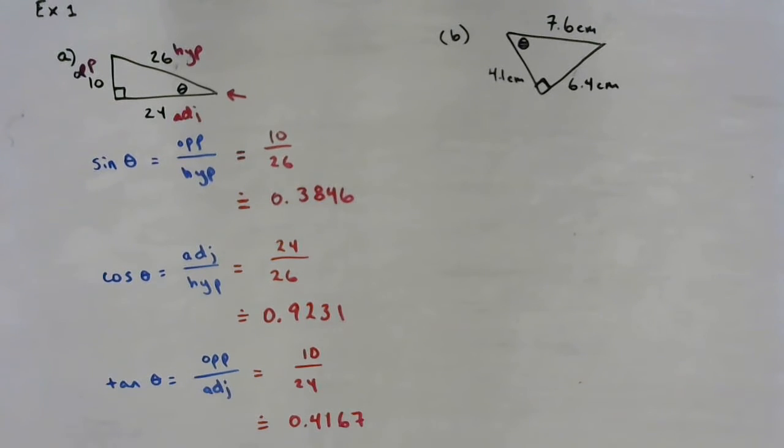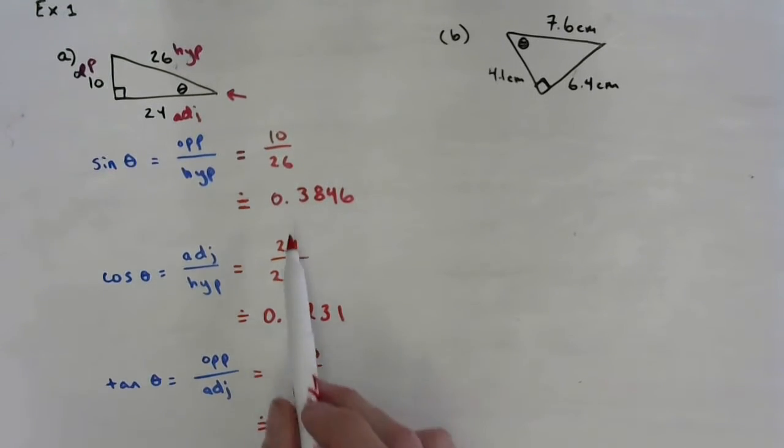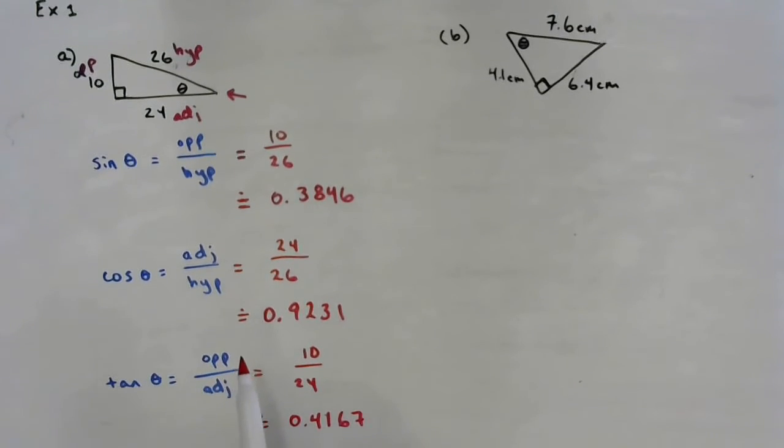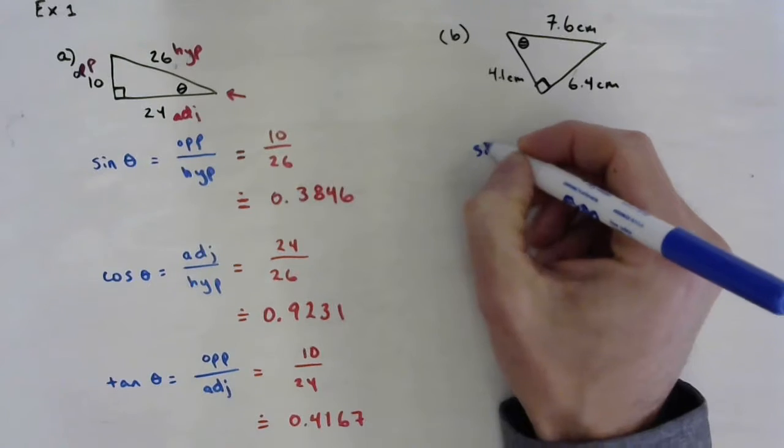You're going to notice something really interesting about the sine and the cosine ratio. The numbers will always be between 0 and 1. In the tangent ratio, it can be a much larger number. In this case, it's not. Okay, go ahead and do the next triangle as fast as you can, and double check your answers at the board.